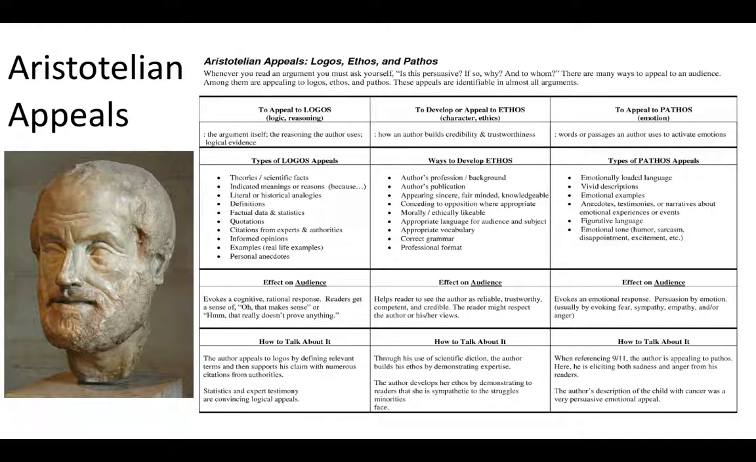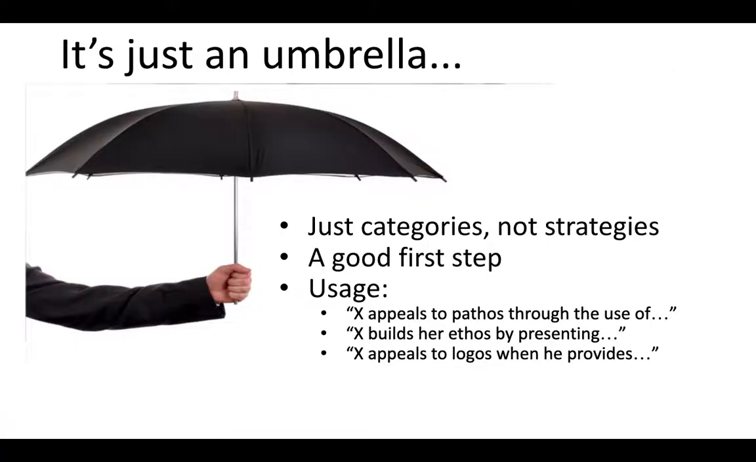It's always what's the appeal, not that they use it, but that they build it or that they appeal to it, and then how. So let's talk about the how. That means that ethos, pathos, logos are just an umbrella. They're categories of appeals. They aren't strategies. The things that they use through the appeals, the scientific evidence, the connotative diction, all of that stuff, those are strategies. So again, the usage is X appeals to pathos through the use of, X builds her ethos by presenting, X appeals to logos when he provides.